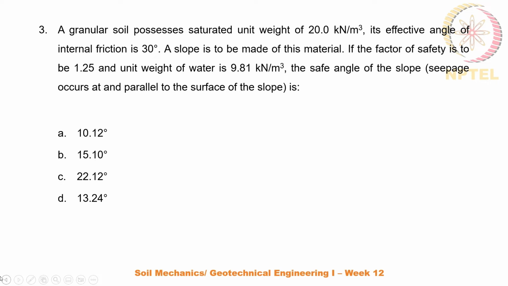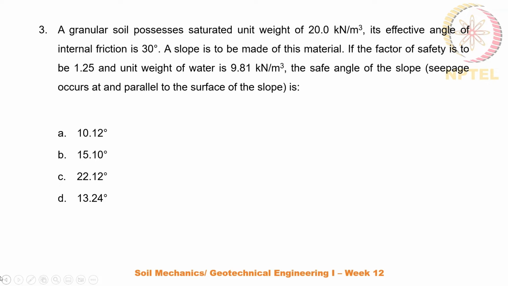A slope is to be made of this material. If the factor of safety is to be 1.25 and unit weight of water is 9.81 kilonewton per meter cube, the safe angle of the slope is given. Seepage occurs at and parallel to the surface of the slope.